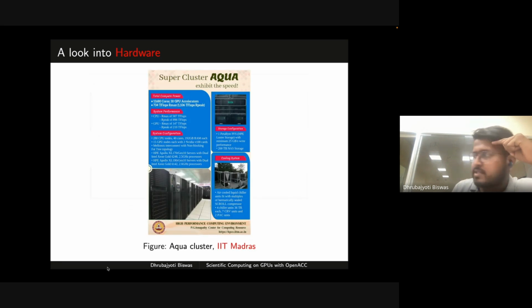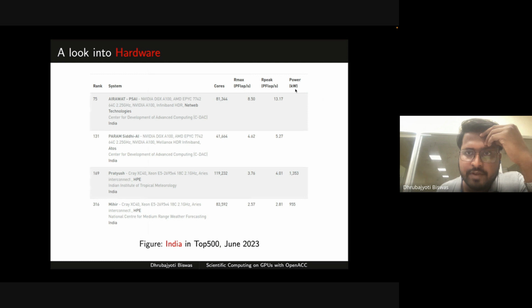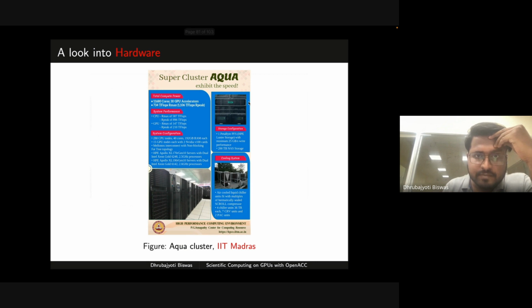And for students, I think some of you are from IIT Madras. I am also from IIT Madras. We also have some cluster available to us here. It is named Aqua. We have around 11,680 cores. We have 30 GPUs. And our teraflops, the max performance and peak performance, are 734 and 1,106 teraflops. So you can compare. In terms of India only, we are still quite behind, but I think there are plans to upgrade.